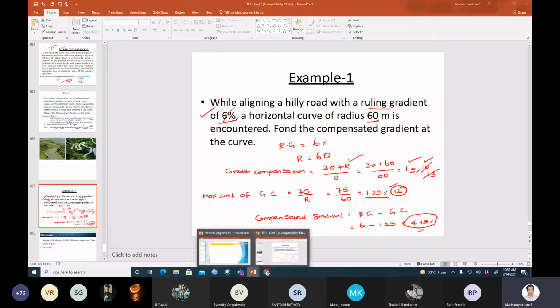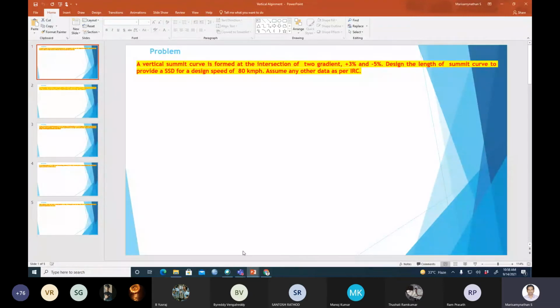In continuation of that, we will try to solve the problem related to the valley curve and the summit curve.